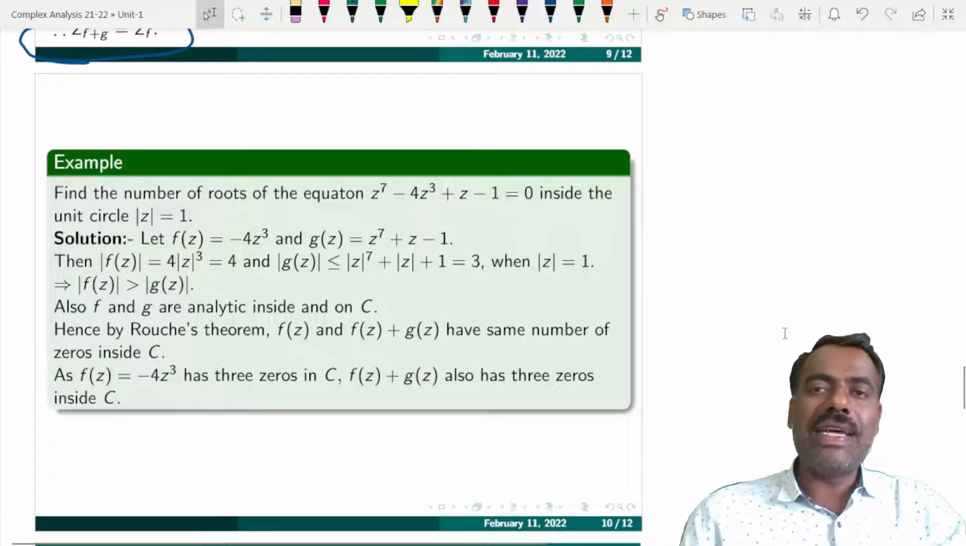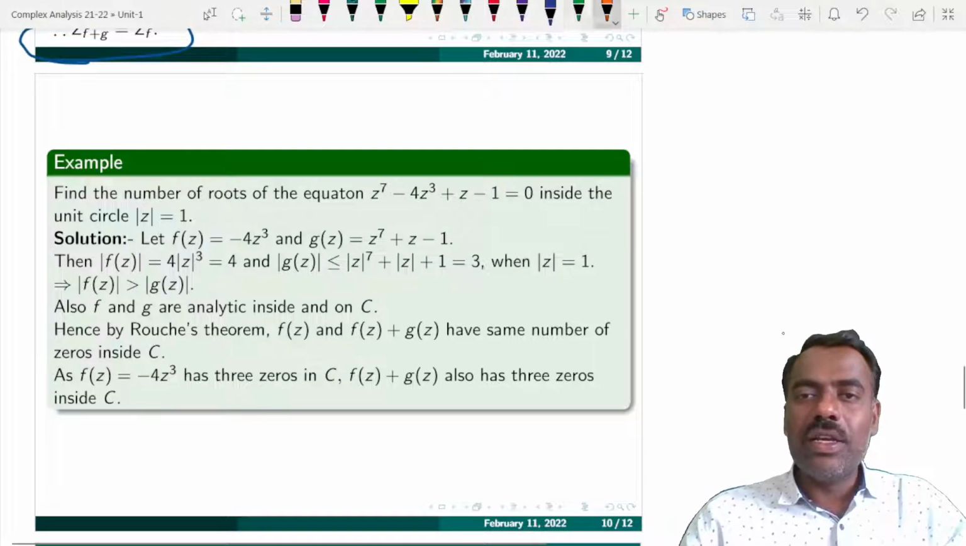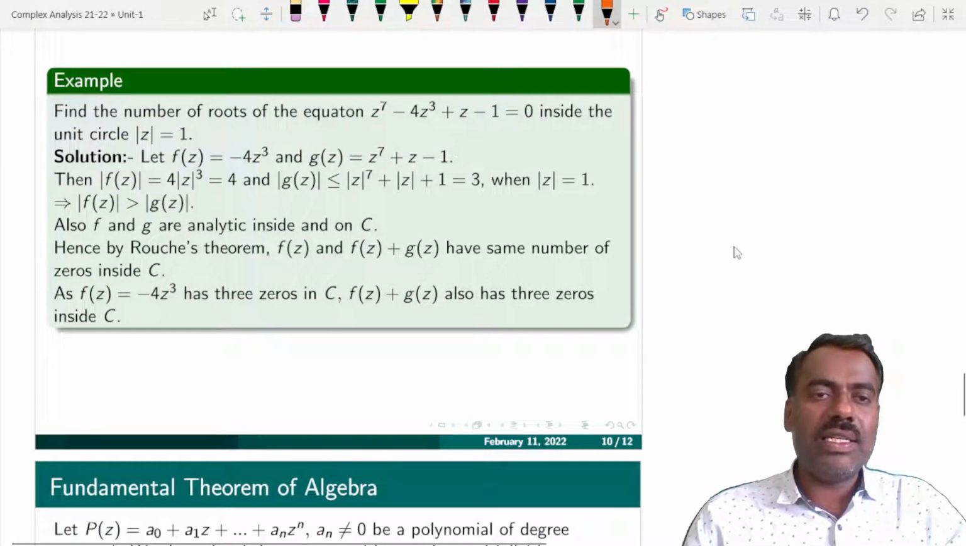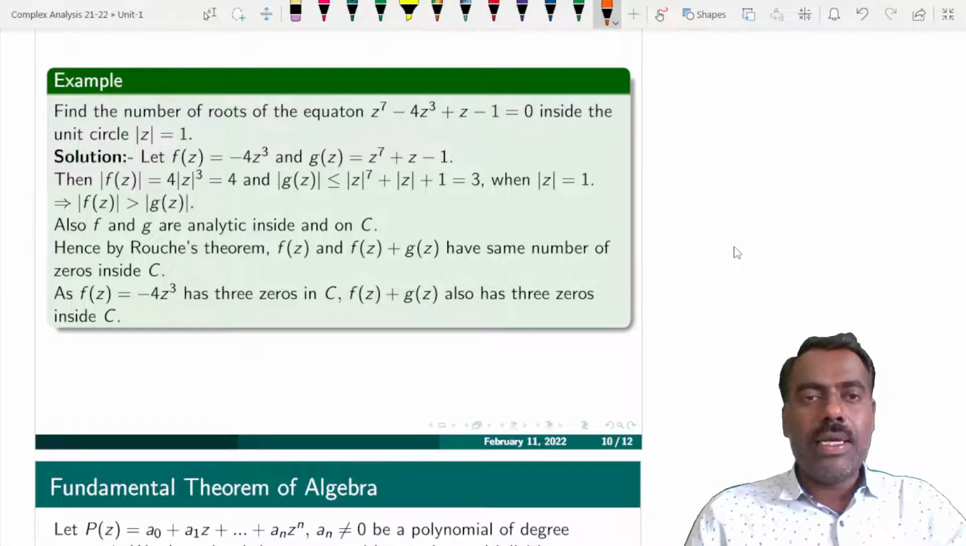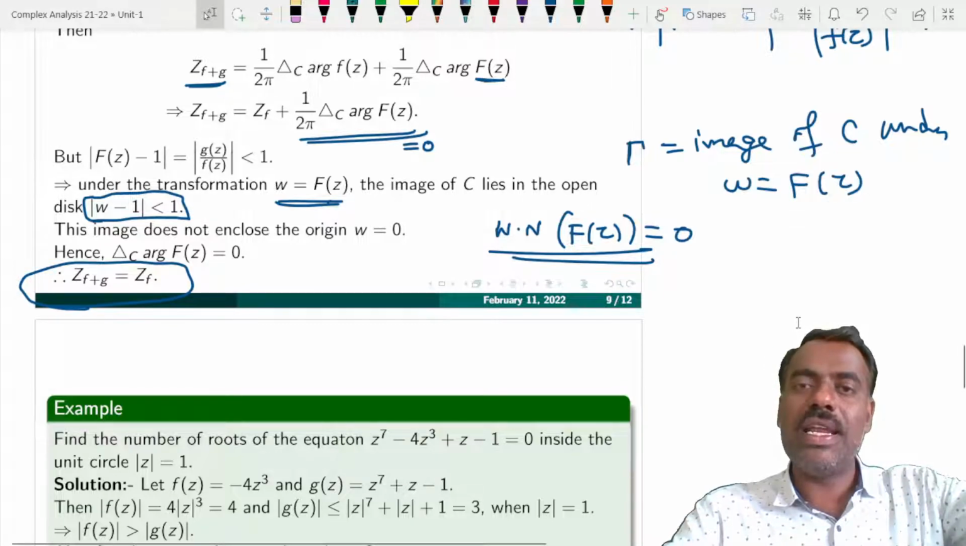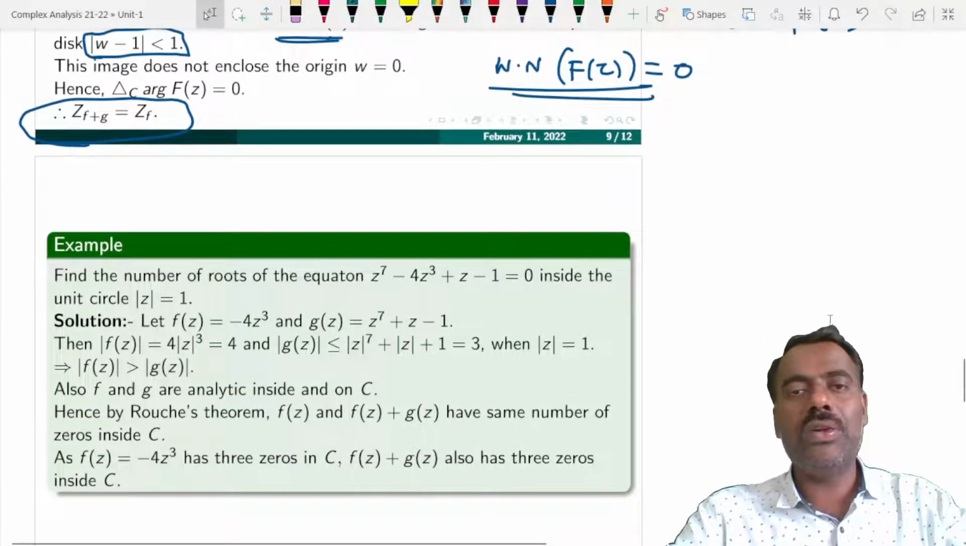Let's quickly see an example of how we can use this Rouche's theorem. Many competitive exams ask such results. Remember, this result only says how many zeros there are. It doesn't provide a way to calculate what the zeros are. You can only say how many zeros it has.